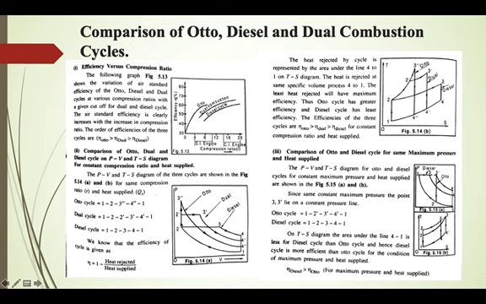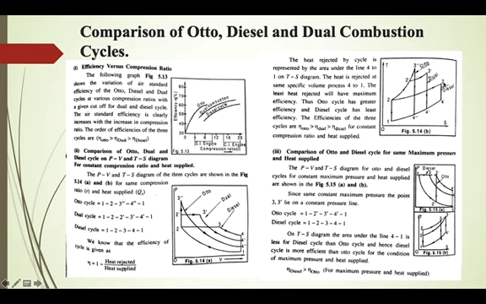And 1, 2, 2 dash, 3 dash, 4 dash is the dual cycle. So here heat supply is the same. For all these three cycles heat supply is the same. So we can go to the TS diagram, because only in the TS diagram we can know about heat transfer. In the TS diagram, 1, 2, 3, 4, again 1, this is the diesel cycle.